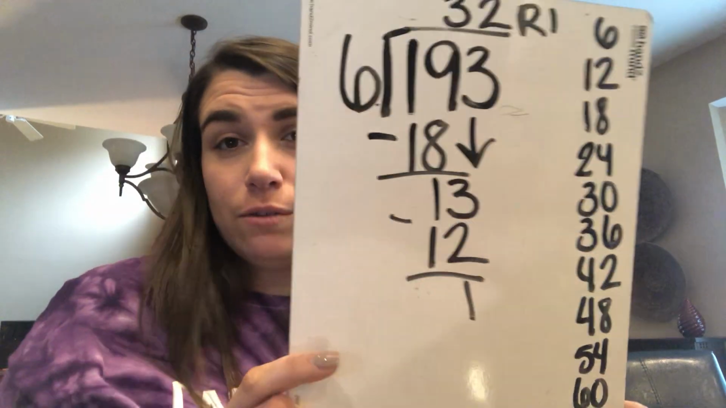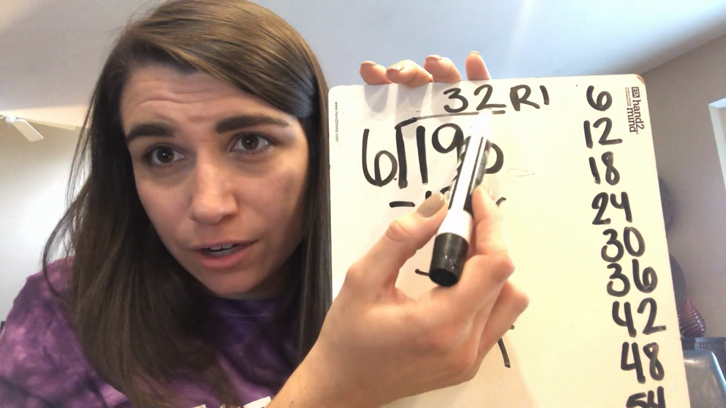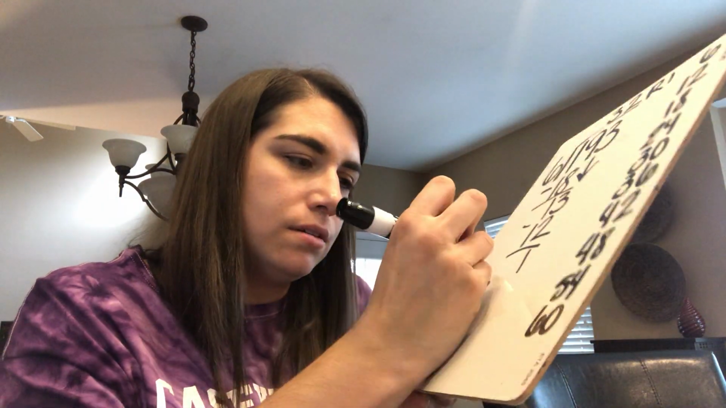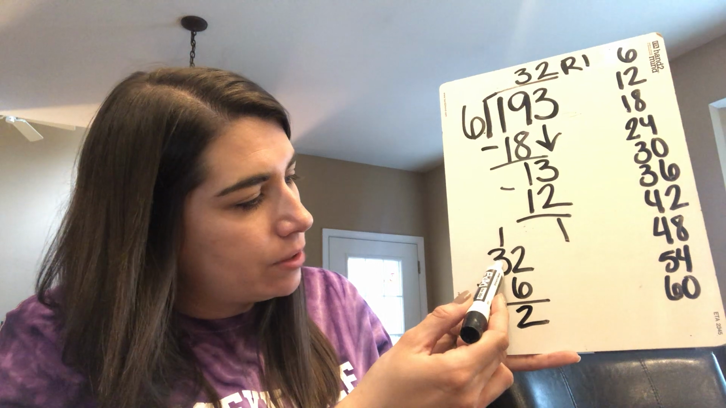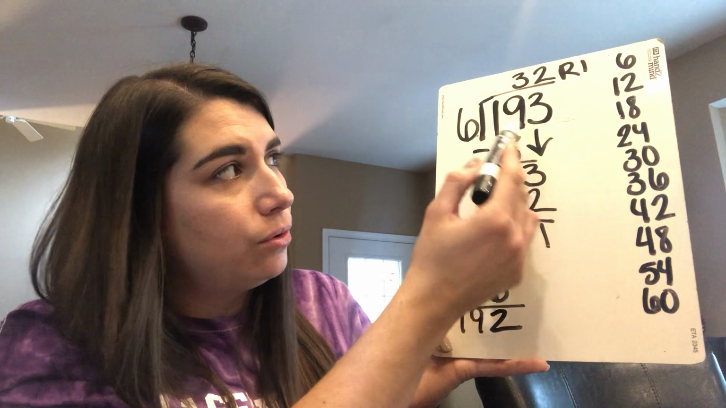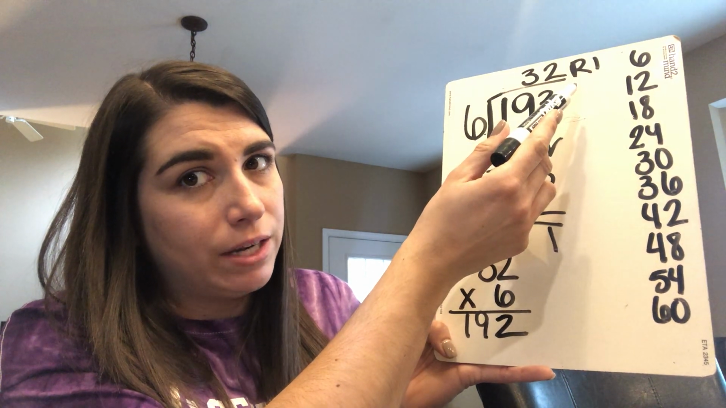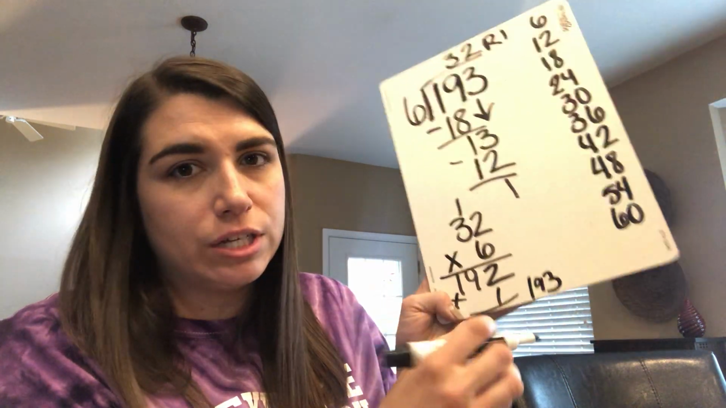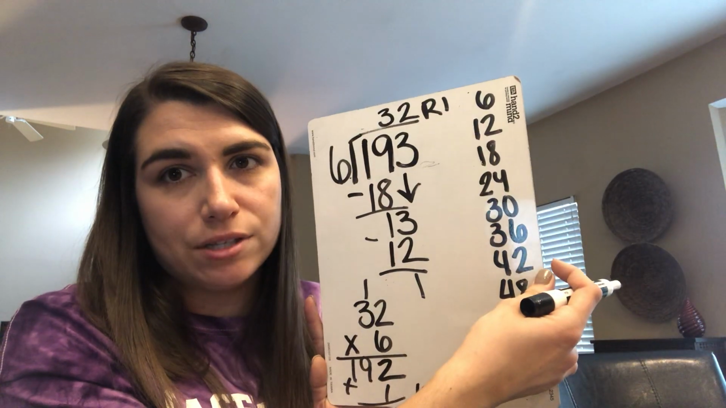Now, to check our work, remember we take our answer, 32, times 6, because division is the opposite of multiplication, so we're able to check it that way. So 32 times 6. 6 times 2 is 12. 6 times 3 is 18, plus 1 is 19. And again, I'm at 192 instead of 193, but I didn't add in my remainder. So I added my remainder, and I should get 193, which is the number that we started with.